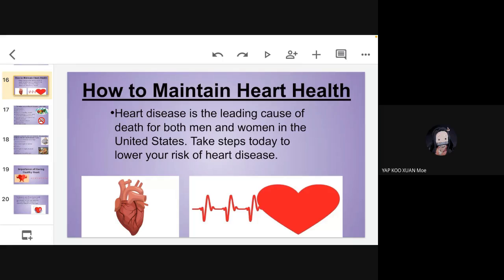Now, I would like to talk about how to maintain heart health. Heart disease is the leading cause of death for both men and women in the United States. Take steps today to lower your risk of heart disease.